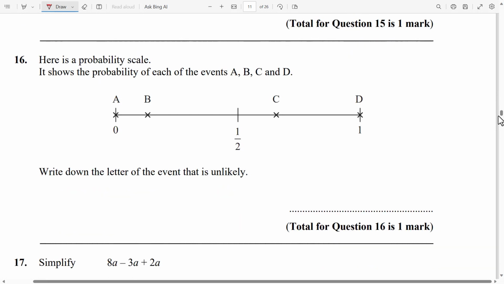The 16. Here's the probability scale. It shows the chances of each of the events A to D. Write down the letter of the event that is unlikely. Unlikely definitely has to be B, okay? A is impossible, C is likely, and D is certain. So the one that is unlikely is definitely B.